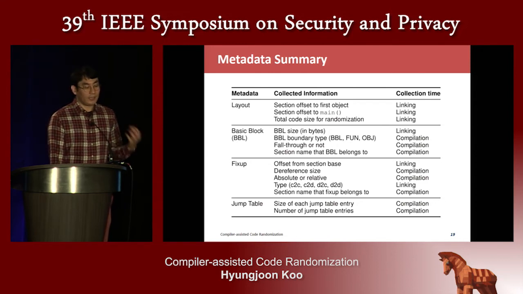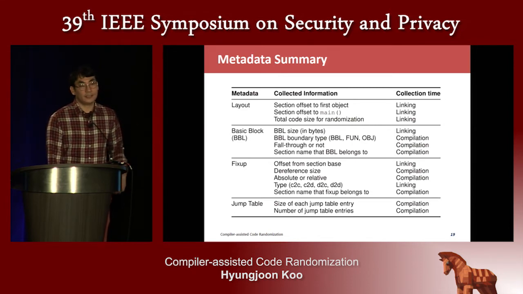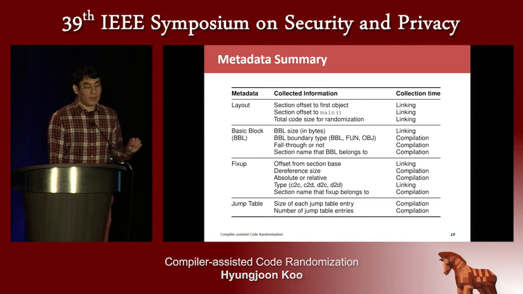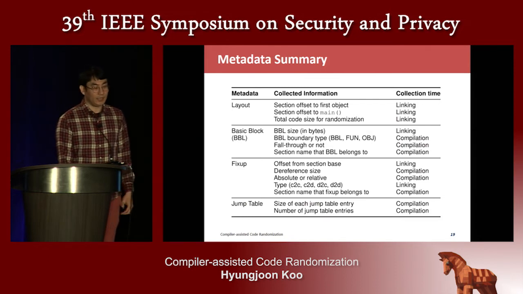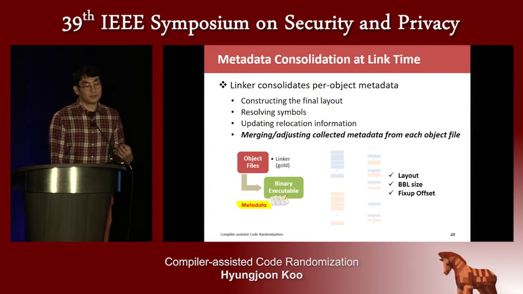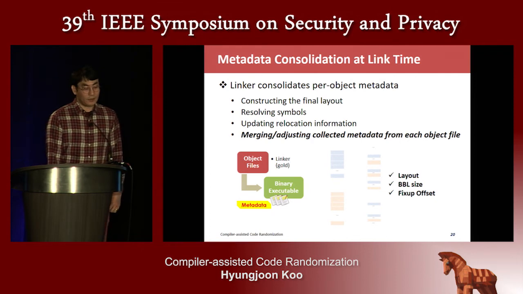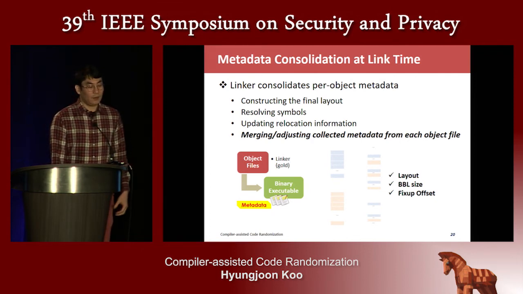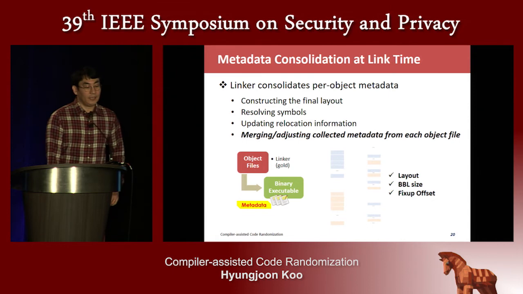We have talked about layout, basic block, and fix-up. Another thing that I'd like to point out is the jump table. The fix-up information has the corresponding jump table information, that includes the size of each jump table entry and the number of jump table entries that could be collected at compilation time. So once everything is done at compilation, the linker consolidates per-object metadata. The linker plays 3 different roles, which are first constructing the final layout, reserving symbols, and updating relocation information.